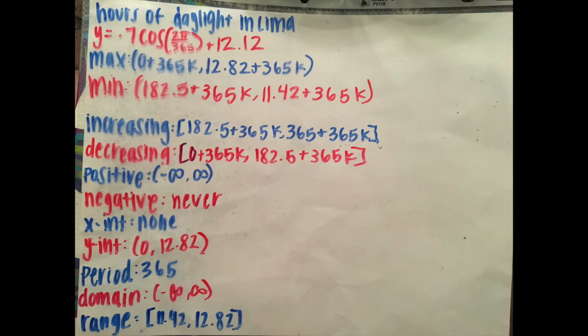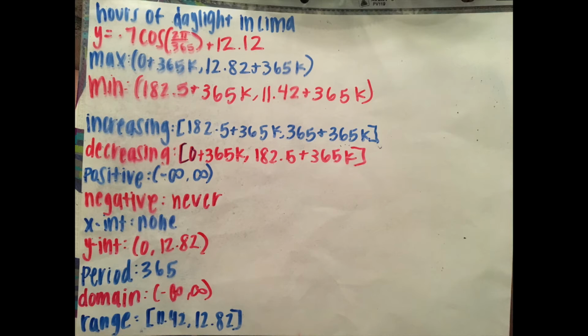I found my x value to be 182.5 because it's half the period, and I got my y value of 11.42 because that is the minimum number of hours of daylight in Lima. I found the max to be at 0 plus 365k, 12.82 plus 365k. I knew that the x value was going to be 0 since the maximum of my graph hits the y-axis, and my y value was going to be 12.82 because that is the largest number of daylight hours.